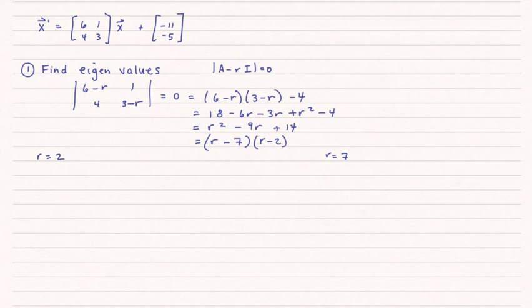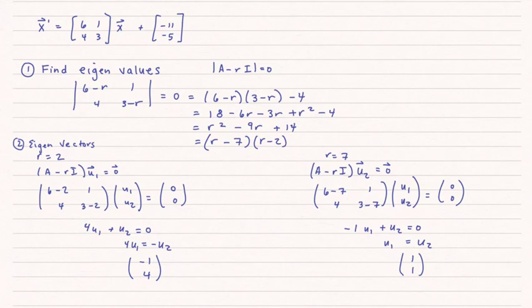So let's go ahead and find the corresponding eigenvectors for each of these. And going through what we've done several times already, we'd find the eigenvector associated with the eigenvalue 2 is -1, 4, and an eigenvector associated with the eigenvalue 7 is 1, 1. Let's go ahead and combine those into our homogeneous solution.